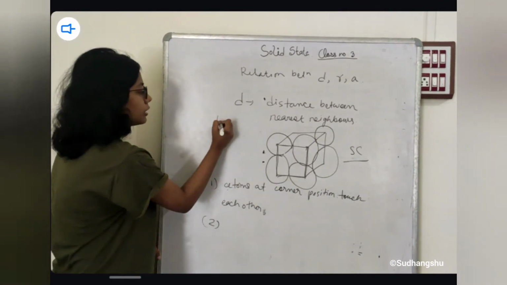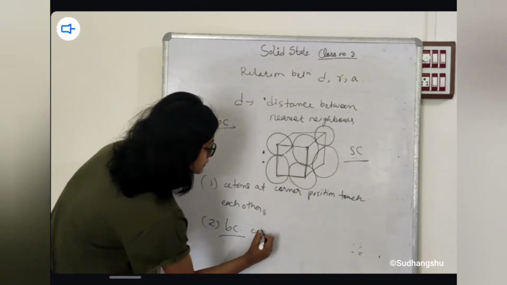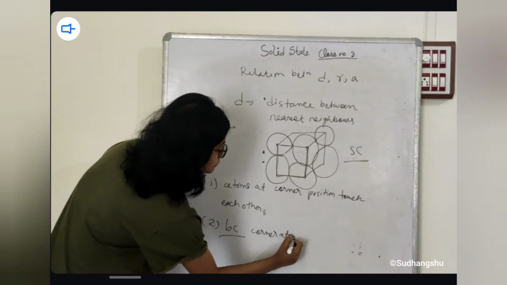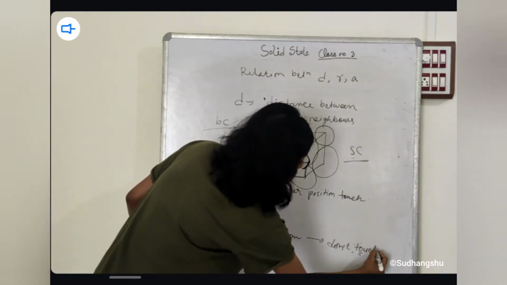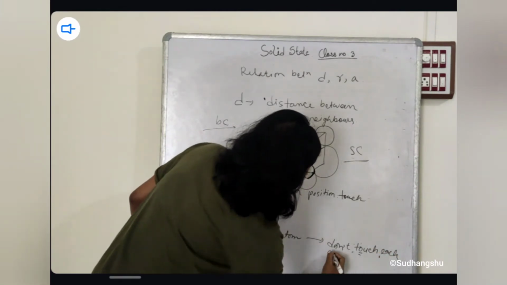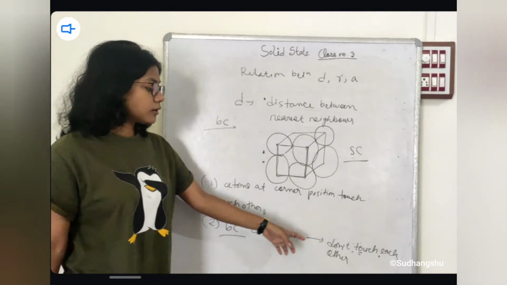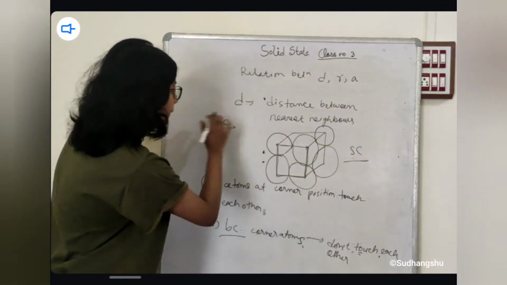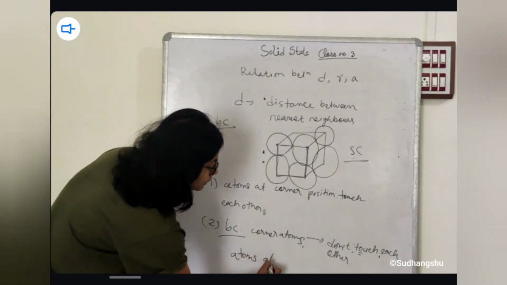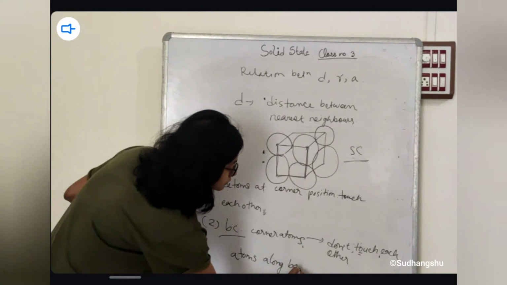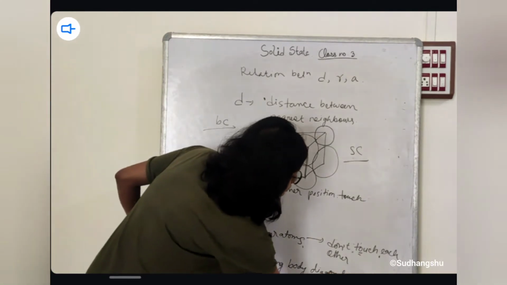Secondly, for body center, the corner atoms do not touch each other. But atoms along the body diagonal touch each other.